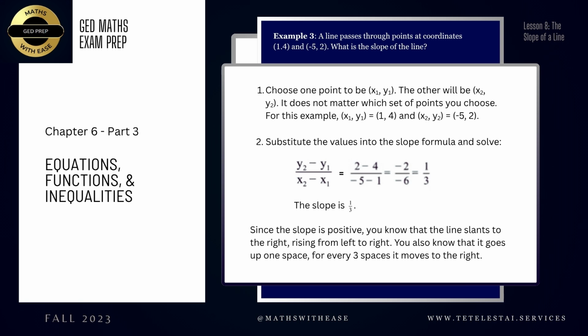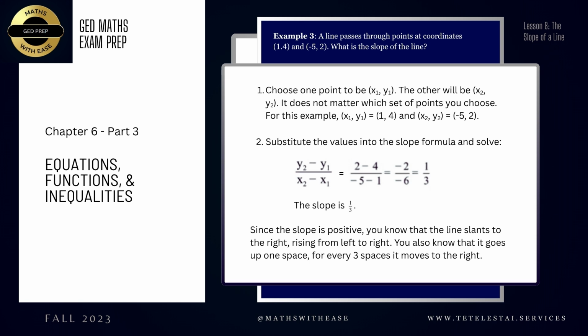Then we've got to look for y1. Well, we decided that this first set is our first ordered pair, so that means 4 is y1. So we're going to plug in 4 into the position where we have y1. And then we'll do the same thing for x. x2 we decided is -5, so we plug in -5 where x2 belongs. And then x1 we've decided is 1, so we plug in 1 where x1 belongs.